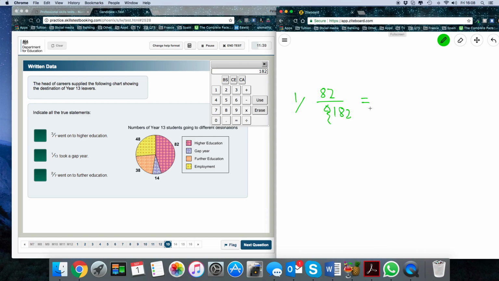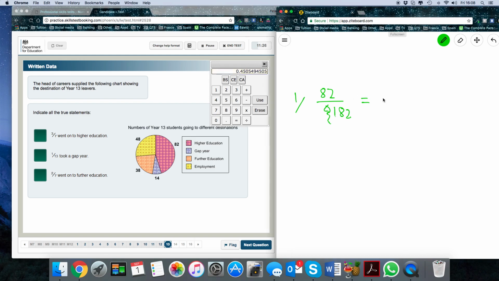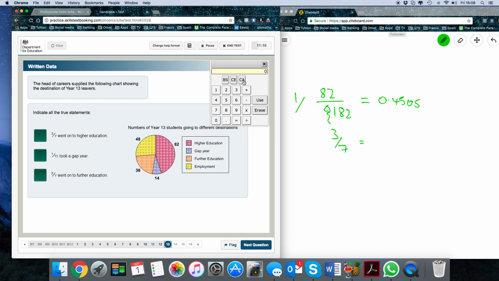Okay, and then the best way to compare fractions is to use your calculator. Just turn it into a decimal. Okay, so 82 divided by 182 is 0.45 blah blah blah. Okay, I'll write a few decimals down there. Their suggestion was 3/7. So what you do is you just turn that into a decimal. 3 divided by 7. Can you see that they're different? Okay, you don't really need to write down what it is. They're different, so that's false. Okay, so first one is false.